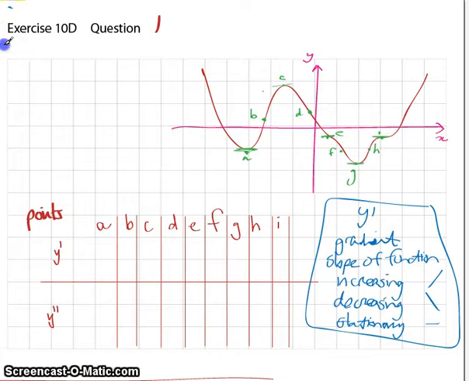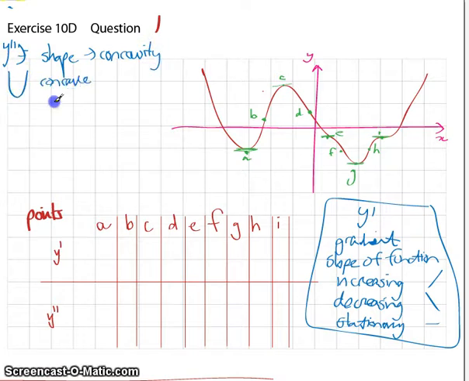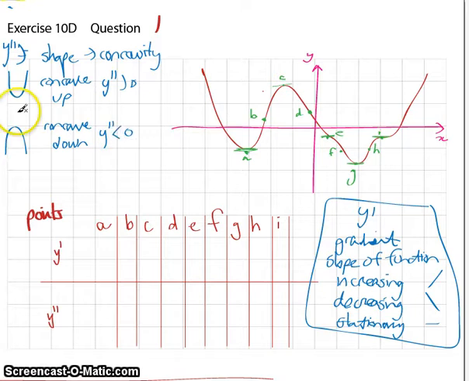Now, for the second derivative, what we're looking for is the shape. More so, it's called the concavity. So that's this concave up, which is second derivative positive, or concave down, which is the second derivative negative. So let's just put all that together into this little table and we'll see how we go.